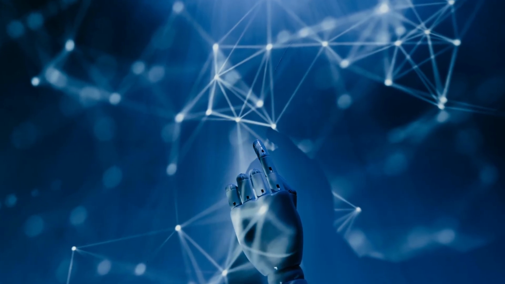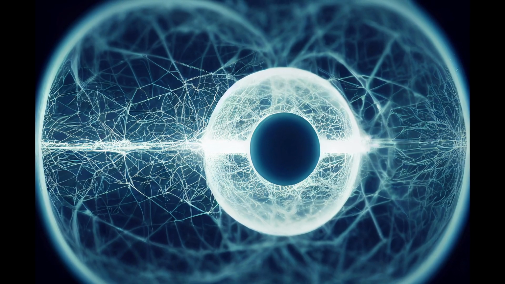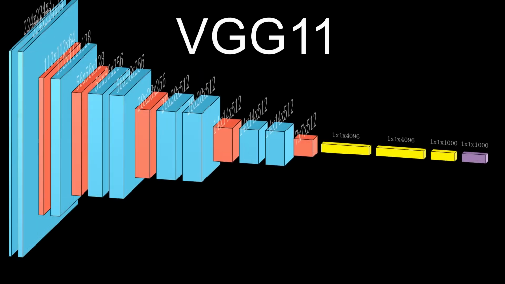Have you ever wondered what AI actually sees when it looks at an image? Well, I extracted these visuals from the brain of an AI model. Want to know how I did it? Let's dive in. This is the vision model VGG11.